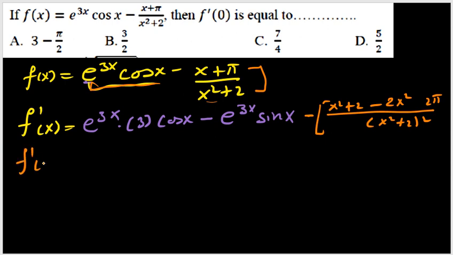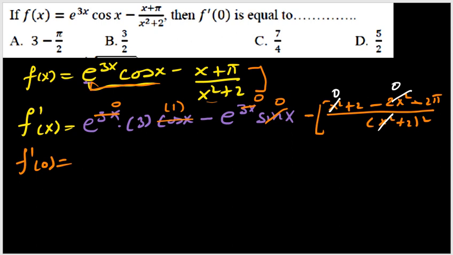Then the derivative at 0 means now I will substitute 0 everywhere. This will be 0, this also will be 0, this is also 0. Cosine 0 is 1, sine 0 is 0. So when you insert 0 everywhere, this also will be 0, this is also 0, and this is going to be also 0.